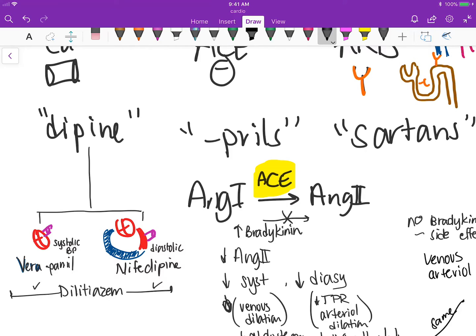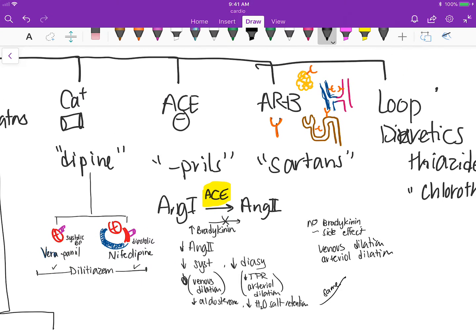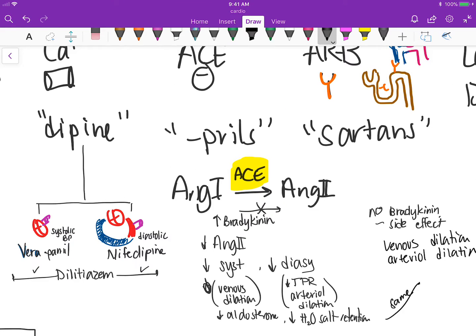So the systolic is going to be, so basically these drugs select, it depends on what drugs it is. You can have calcium channels on the heart, you can also have calcium channels on the arteries. So some drugs like verapamil are going to block the calcium channels in the heart.